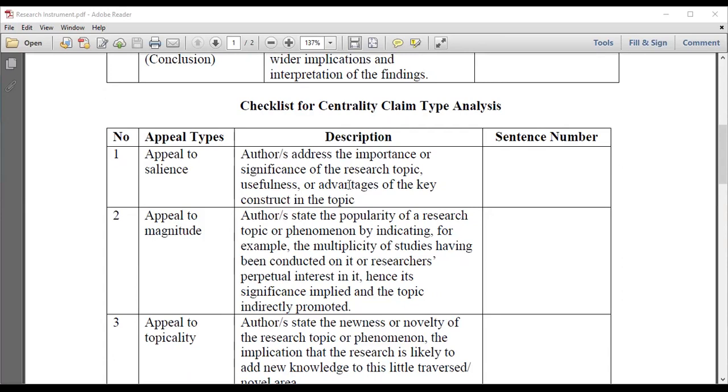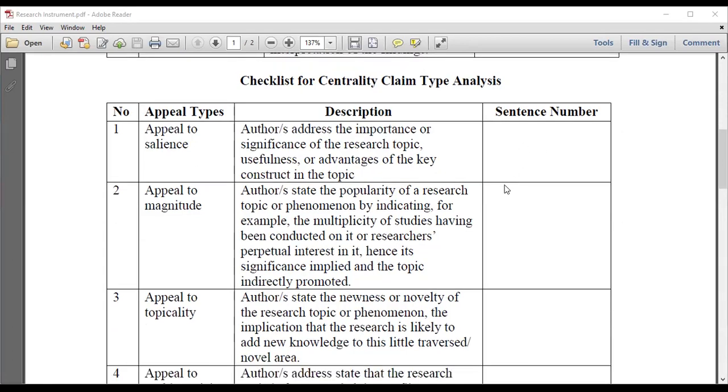So the title, the topic, the research is important for a particular reason, and usually it is stated at the beginning of the abstract. If you find this, you just write it down here on the right: appeal to salience, appeal to readers that their research is important. Just write the number of the sentence, sentence one to sentence two or wherever.